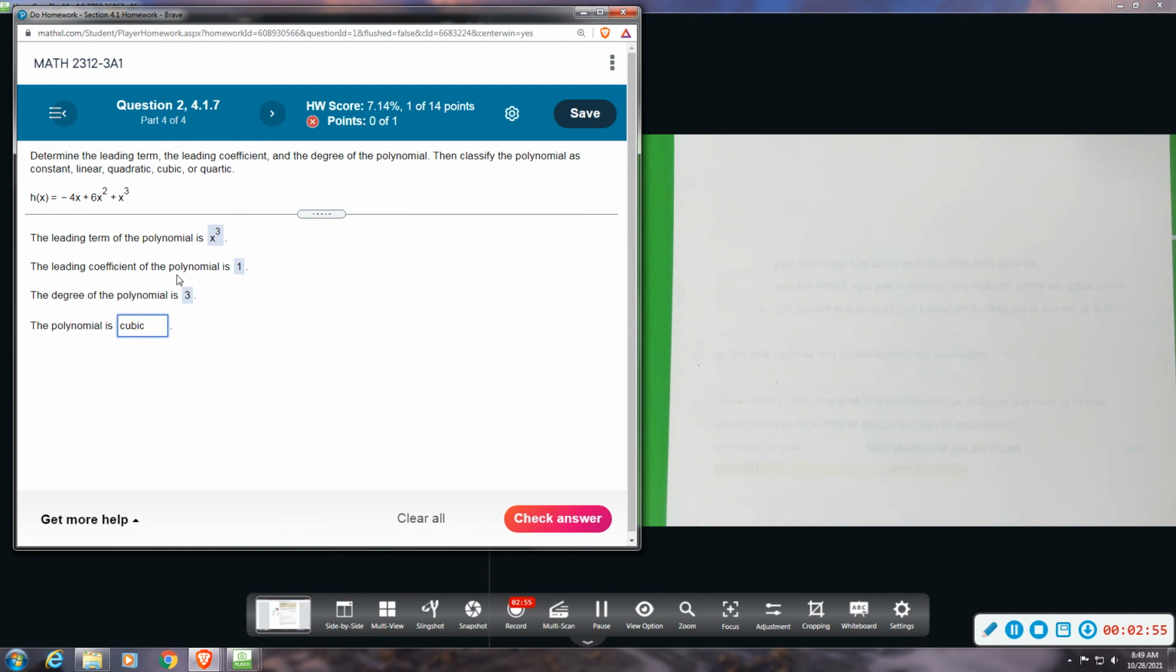So in this section so far, it's not a whole lot as far as solving, but you do need to know terms and definitions.